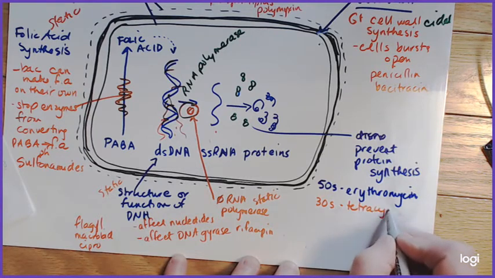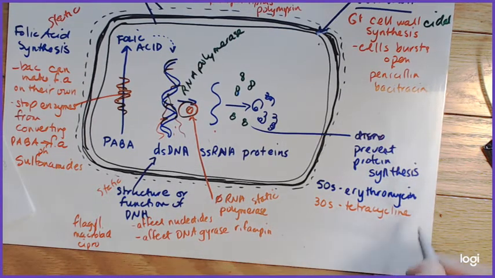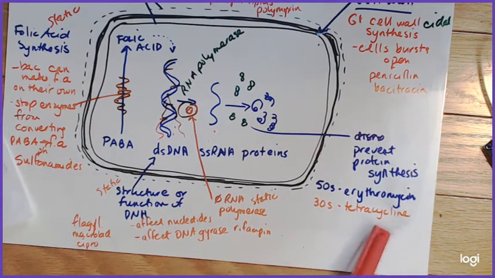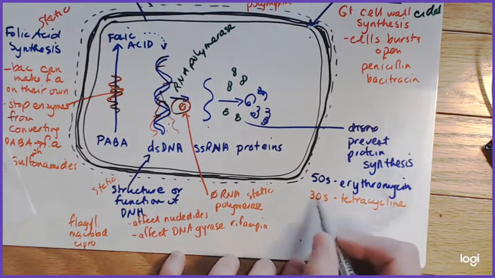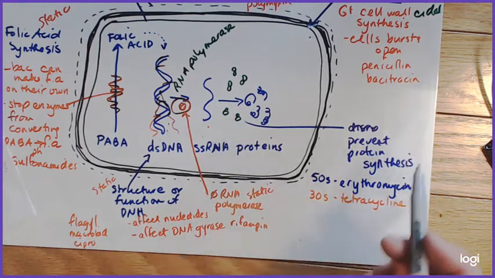Tetracycline is a pretty serious antibiotic. You can't use this on pregnant moms, and you can't use it on children under 10 because it actually causes teeth staining. So you can only get this when you're older, when your teeth have basically stopped developing. So tetracycline is the other one, and this is going to target the smaller of the two ribosomes.